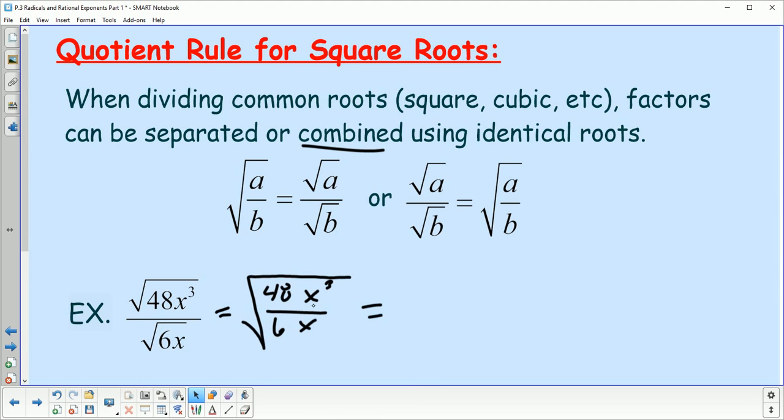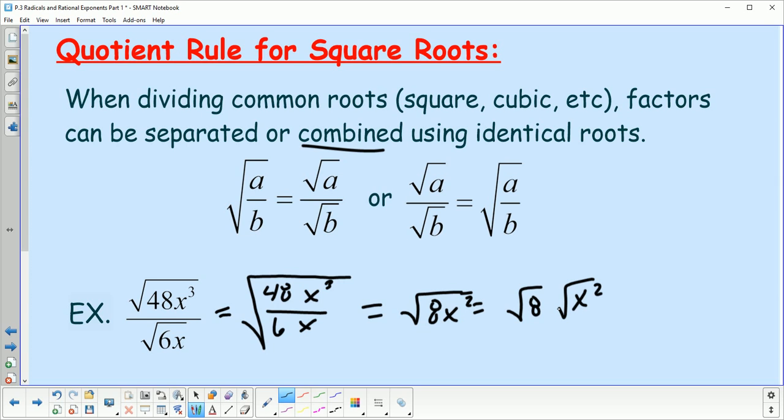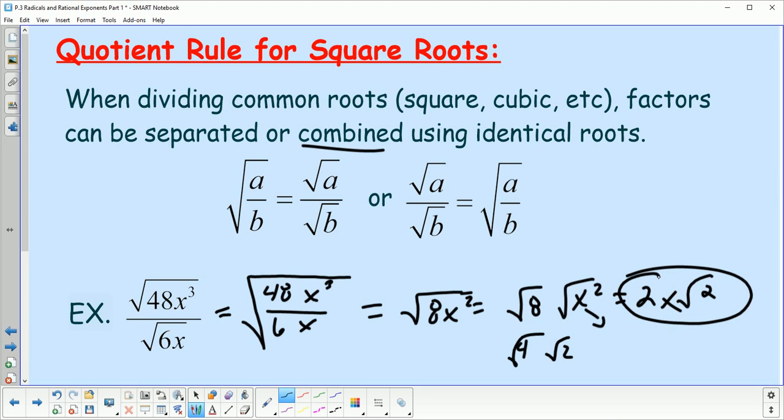So by writing them under 1, now we can simplify 48 over 6 is 8, and x cubed over x is going to give us x squared. And we can actually use the previous rule we were just looking at, the product rule for square roots, and separate it into the square root of 8 and the square root of x squared. The square root of 8 we can simplify into 4 and 2, which means we'd have 2 square root of 2, and this will just become x. So we'd write that as 2x times the square root of 2. That would be how we would use our quotient rule to simplify.